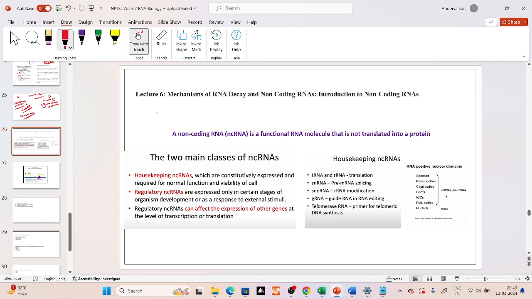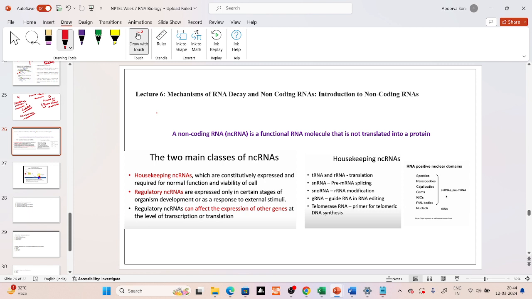Now there are two main classes of non-coding RNA. First are housekeeping non-coding RNA, and second is regulatory non-coding RNA. And what are housekeeping non-coding RNA? Those non-coding RNA which are expressed all the time and which are responsible for normal function. Just like, if you have done some real-time PCRs or some Western blotting, there are certain housekeeping genes, like beta actin or GAPDH. Those housekeeping genes are active all the time, constitutively expressed. Similarly, there are some housekeeping non-coding RNAs which are expressed all the time.